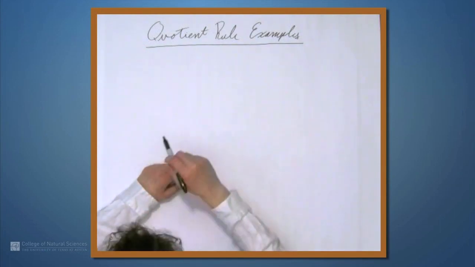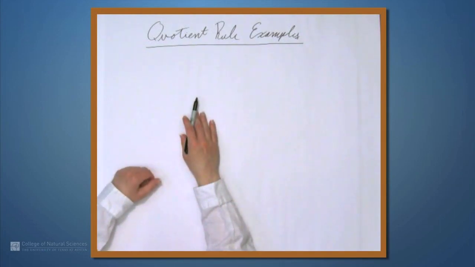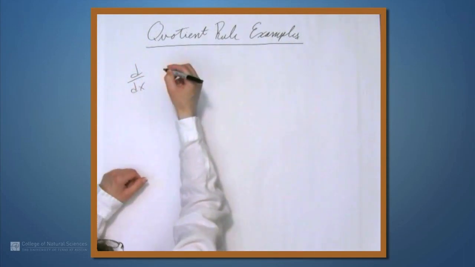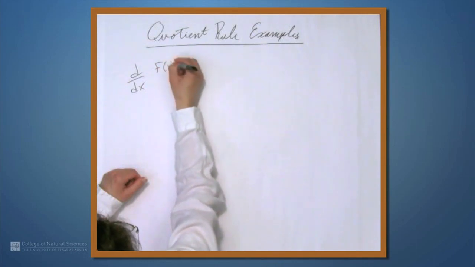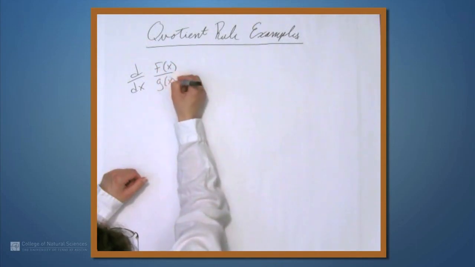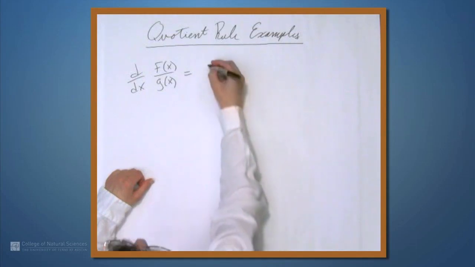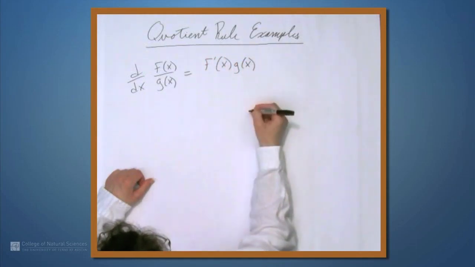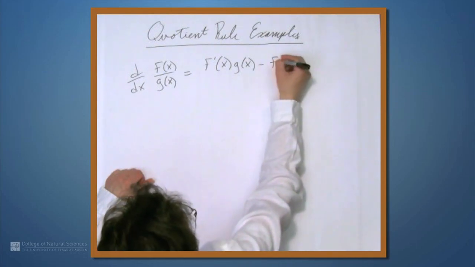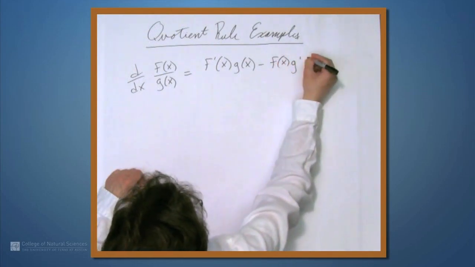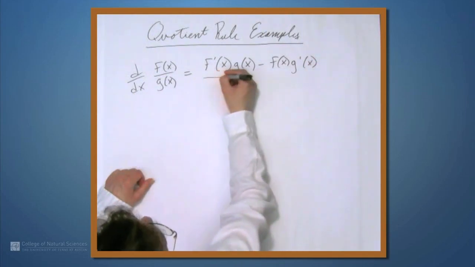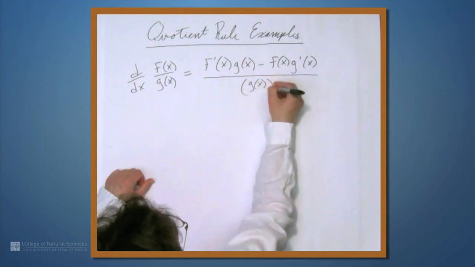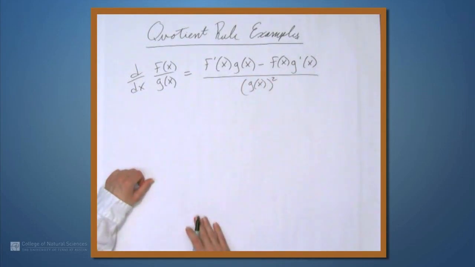So we're here at the example table, and in this video we're going to look at some quotient rule examples. So let's just remind ourselves of what the quotient rule says. It says that the derivative of f of x divided by g of x is f prime of x times g of x minus f of x times g prime of x all over g of x quantity squared.